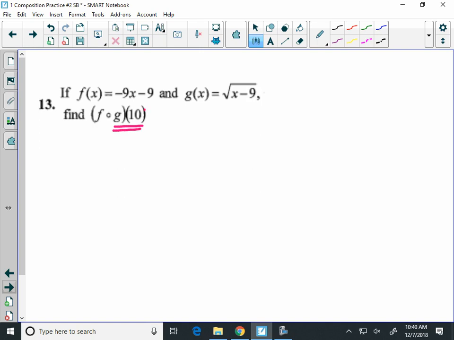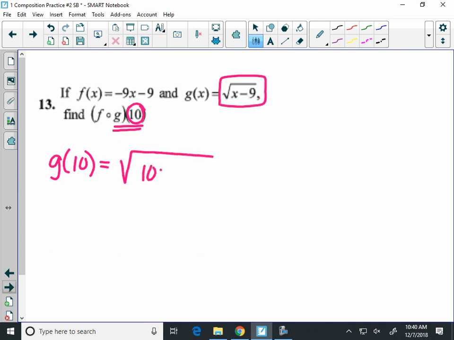So here I have an input that's a number, so my answer is going to be a number. I need to find g of 10 first. So that means I'm going to put 10 into the function of g. So I'll have the square root of 10 minus 9. 10 minus 9 is 1, so I have the square root of 1, and that value is 1.